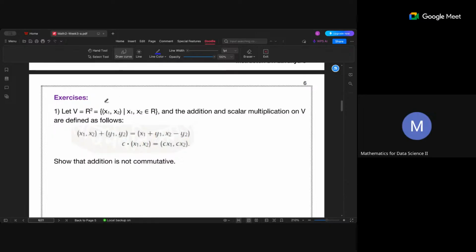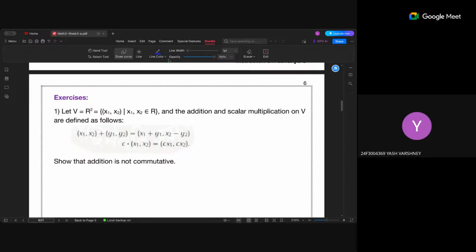So here is an example. I have defined the addition of two vectors in R2 like this: (x1 + y1, x2 − y2). Now you tell me, is this commutative under addition or not? The scalar multiplication is the usual one. Addition is different. How can we check commutativity? Ma'am, if we interchange them, then there is y2 minus x2.